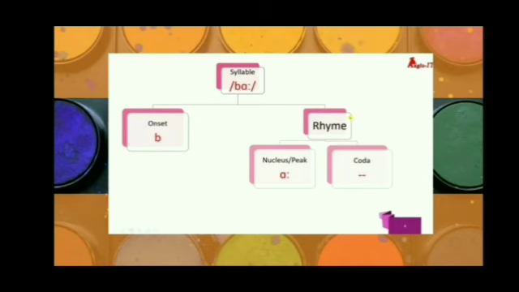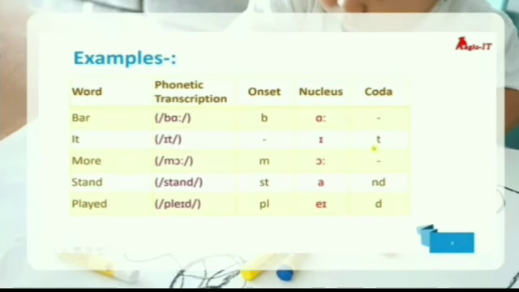Bar has B as the onset and the vowel as the nucleus. The word bar is a monosyllabic word. It means only one syllable. There is the phonetic transcription. You can see the nucleus, so it is the nucleus because it is the vowel. And then the onset is B, which is previous to the vowel, and there is no coda because there is no consonant after the vowel sound. The next example is it. It has the vowel as the nucleus and T as the coda.